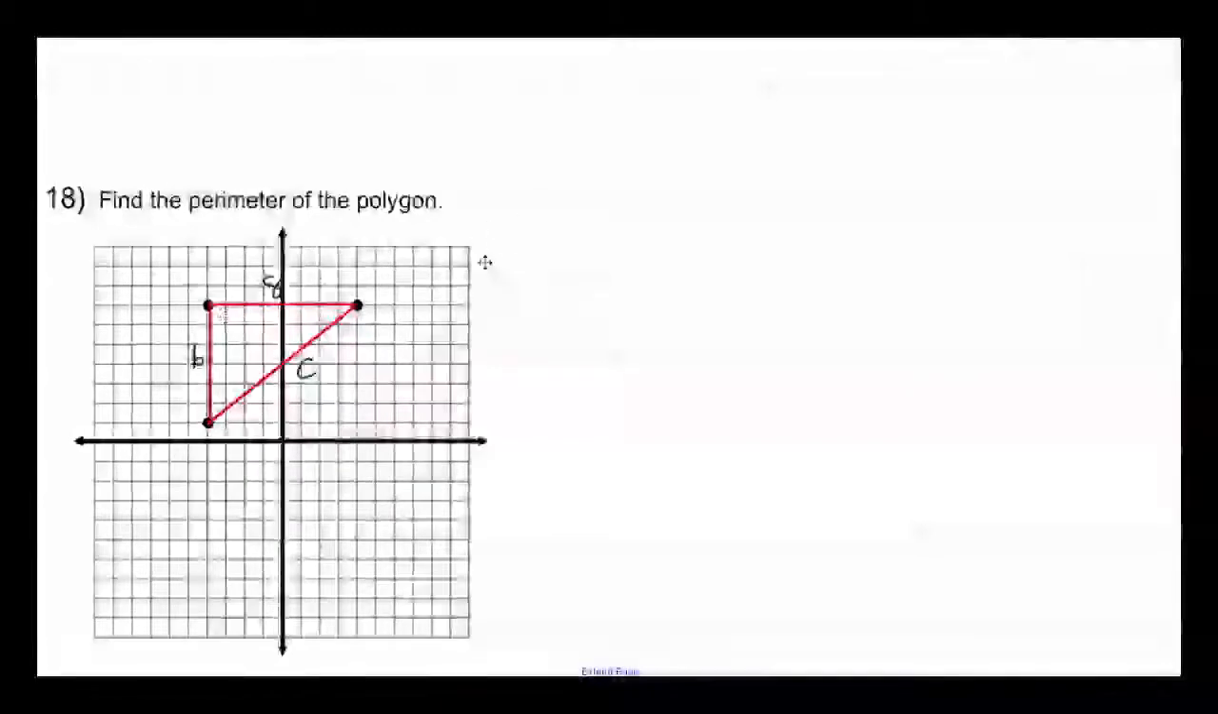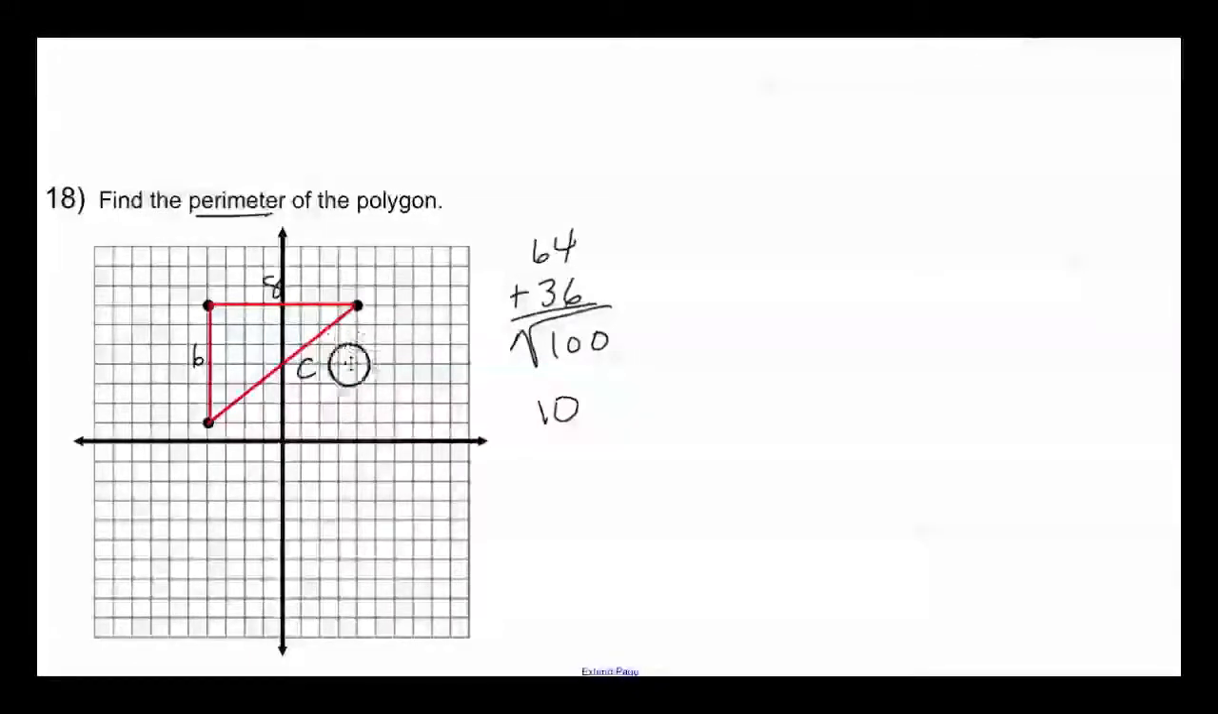Again, I know both legs. So I square one leg, 64. Square the other leg, 36. Add them up and find the square root. And I made it really easy. The square root of 100 is 10. Now, that's not the answer, because I need the perimeter. The perimeter is the distance around. So 10 and 8 is 18, plus 6 is 24. And that's the perimeter.